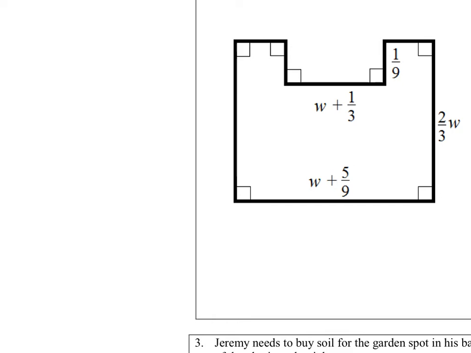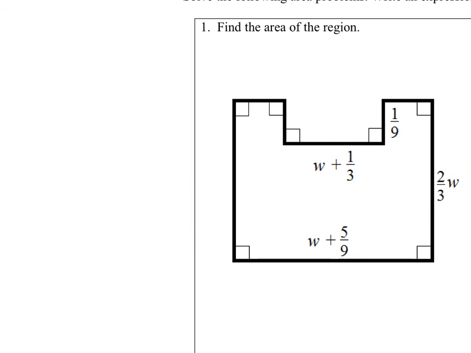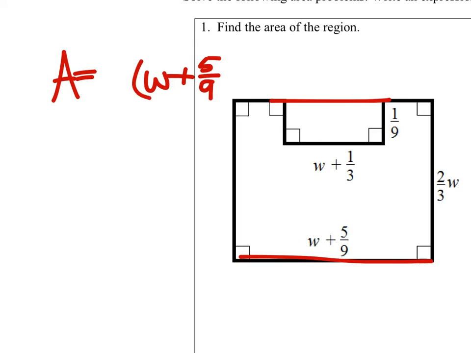Alright, so on number 1, here on the homework for Unit 8, number 2 homework, is to find the area of this shape. So I am going to turn it into a full rectangle. And the area of that rectangle will be the length, W plus 5/9. And we're going to multiply that by the width, which is 2/3 of width.